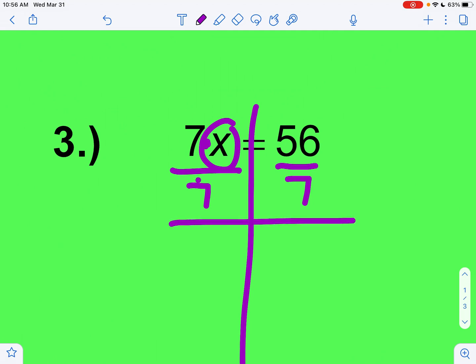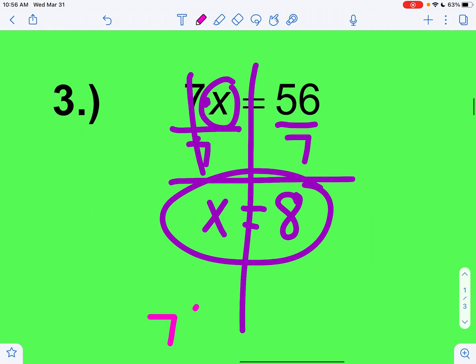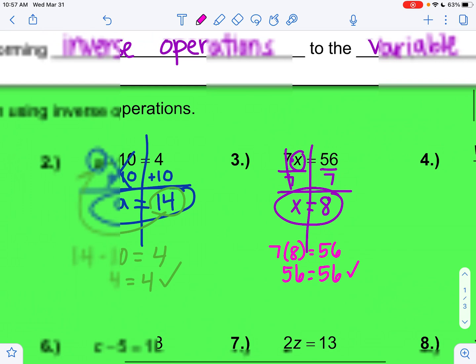Okay, 7 divided by 7 is really just 1, so we could just cross those 7's out and we're just left with x, or 1x. That's the exact same thing. Okay, 56 divided by 7 is 8, so x is equal to 8. Now let's plug that in and check. 7 times 8, does that equal 56? 7 times 8 is 56, so 56 equals 56.